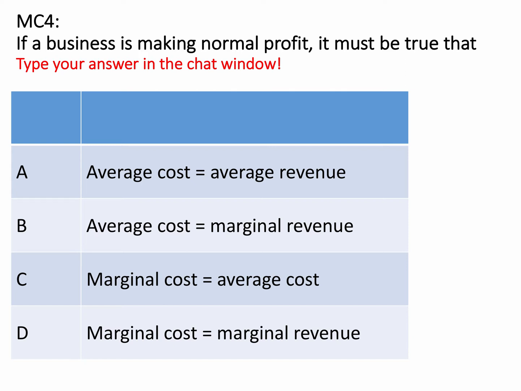The correct answer is A. Average cost equals average revenue. Yes, that's the definition of normal profit, when the unit cost of production equals the price per unit. We actually include the normal profit in the average cost of a business.